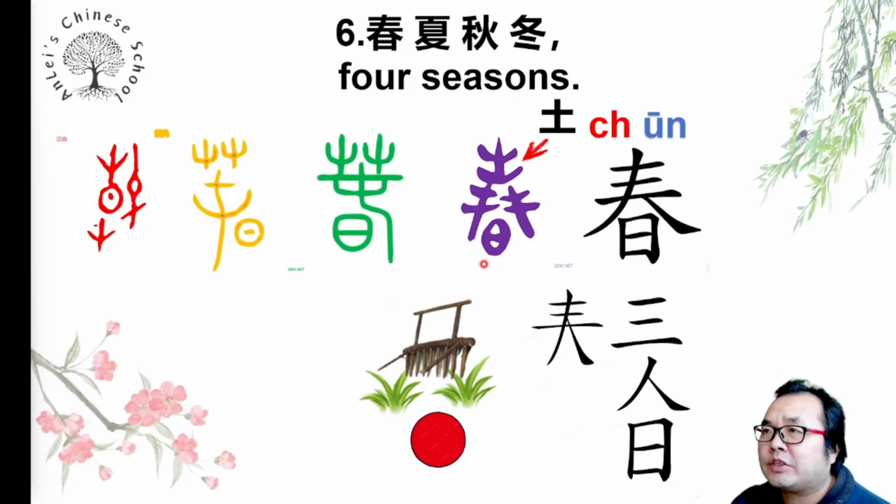I found one transition character from small seal script to the modern character. The top part is like a 土, earth, soil. The left and right are two grasses. On the bottom is the sun. So in the modern character, the top part is like 三人, three persons. On the bottom is the sun, 日. So you can break down this character into three persons and sun. So 三人 put together is just like the plow.